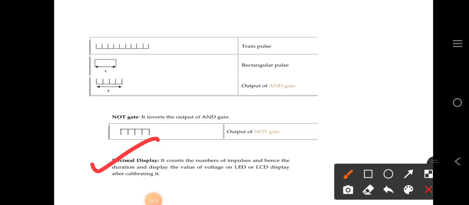So it counts the number of impulses and hence the duration, and displays the value of voltage on an LED or LCD display after calibrating it. So this is the last display part of the block diagram.